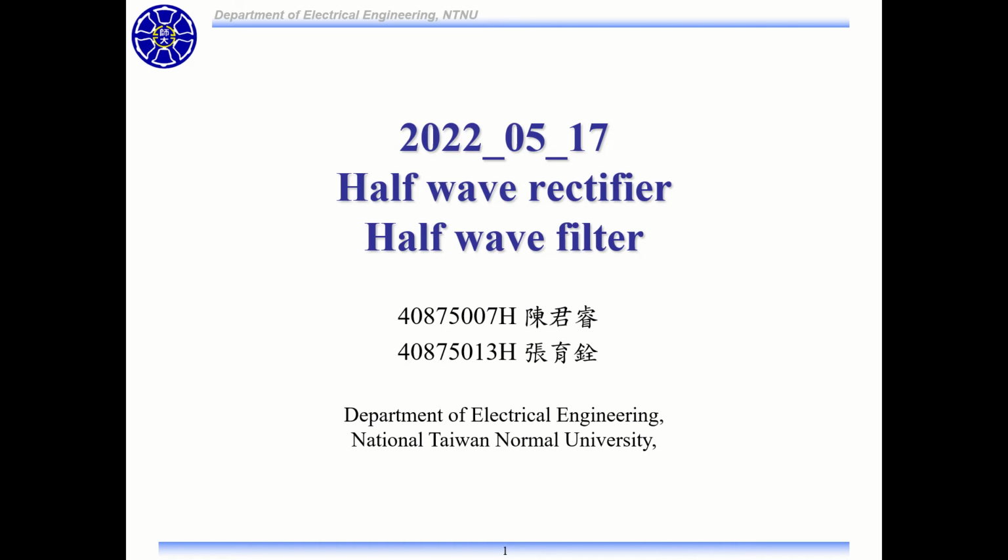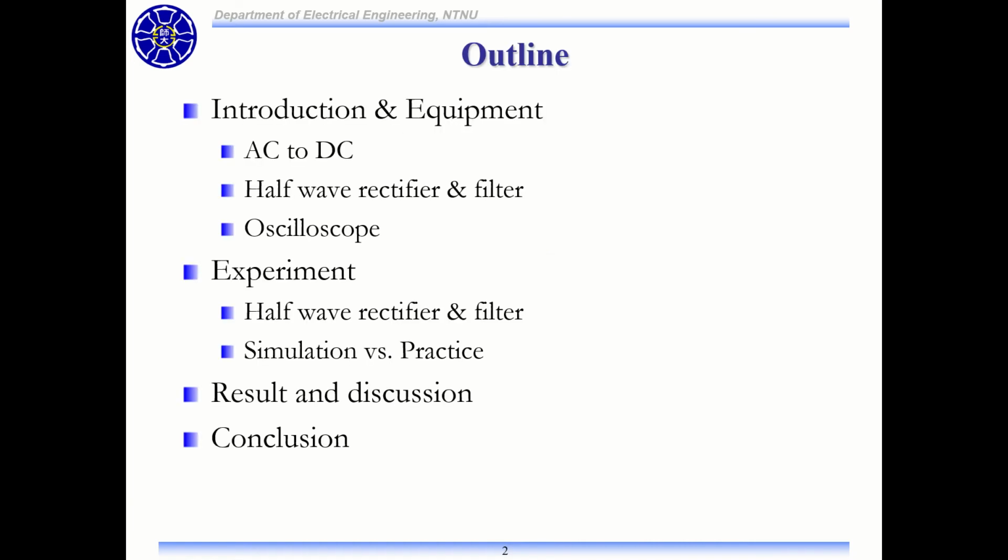I'm going to introduce the program half-wave rectifier and half-wave filter. My partner is Zhang Yuquan, and this is our outline.